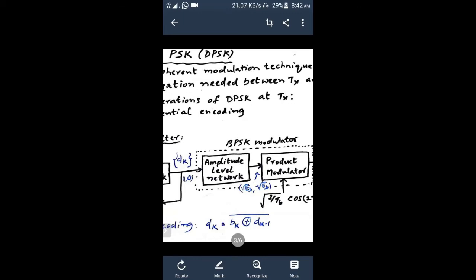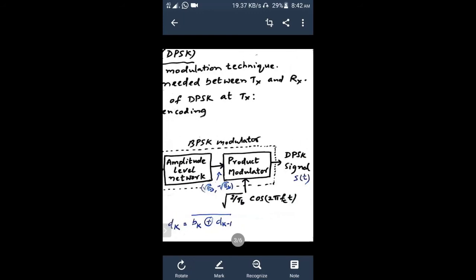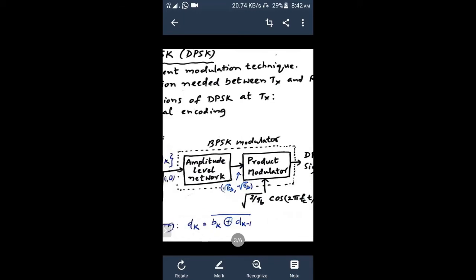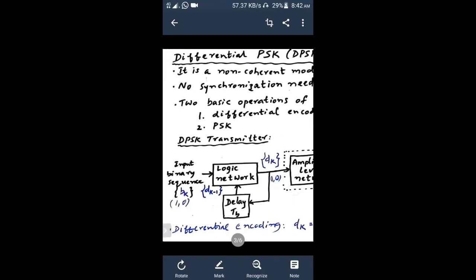Then it is given to the product modulator. The product modulator multiplies your input amplitude, root Eb or minus root Eb, with the cos 2 pi fc t with the appropriate equation. Finally, it gives a signal called s of t. If you look at the block diagram on the screen, it is a complete BPSK modulator, with no change. After adding this extra block of logic network, the output becomes DPSK, differential PSK, right?